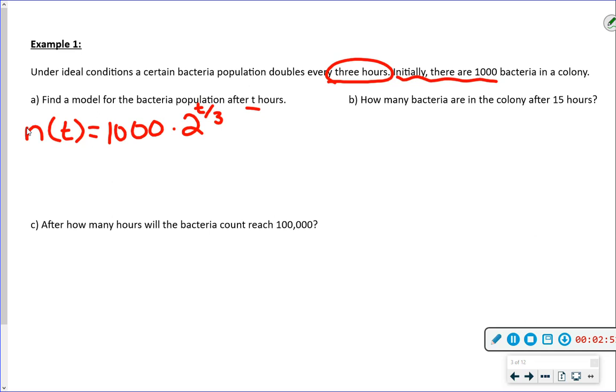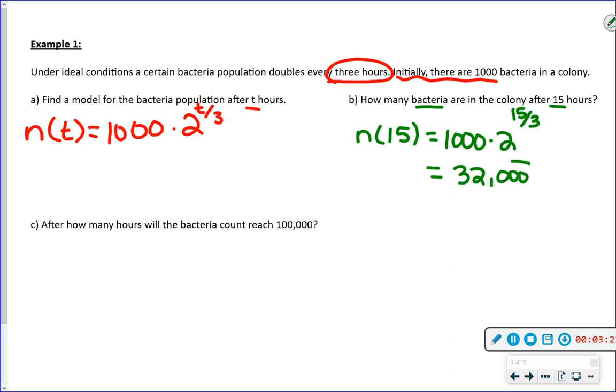B, how many bacteria after 15 hours? So I'm going to take my model and replace t with 15. Okay. And just to make it look fancy, I'm going to put the 15 in for t here on this side. I'm putting 15 in for the variable. Now I can't really say I would leave that 15 over 3. I'd just make it 5. So I know you can punch that in your calculator. I'm not going to bore you. You type it in. You get 32,000. And again, when I typed it in, I literally typed 1,000 times 2 to the 5th power.